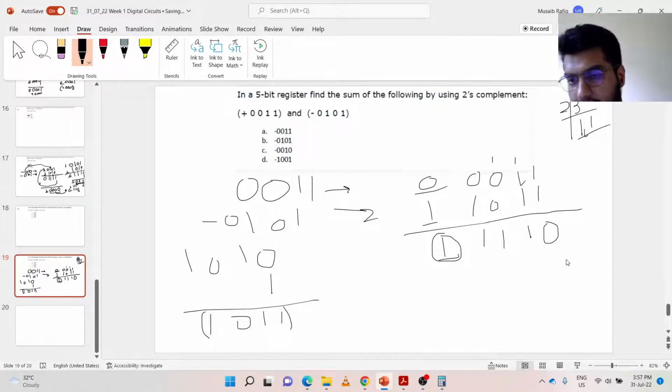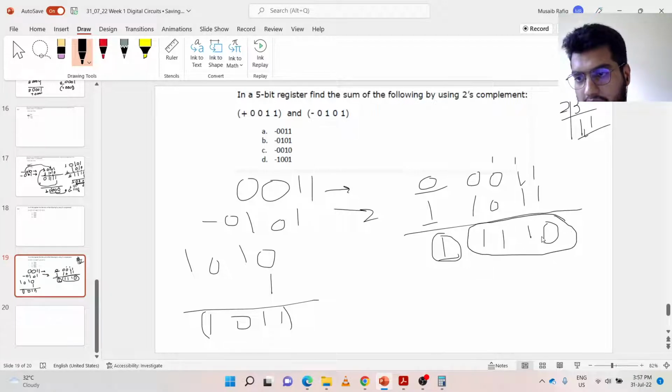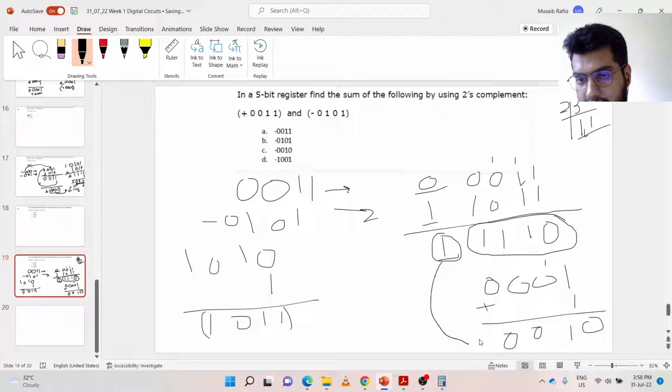Now, since we are using 2's complement addition, we have to take the 2's complement of this number, the negative part, and we'll get the answer. So the 2's complement of 1110: first take the 1's complement, that is 0, 0, 0, 1, and add 1 to the LSB. So the answer will be 1 plus 1 is 0, 1, 0, and 1 will come here, and it will be 0, 0, 0, and the sign here is negative. So the answer will be minus 0, 0, 1, 0. That is option C.